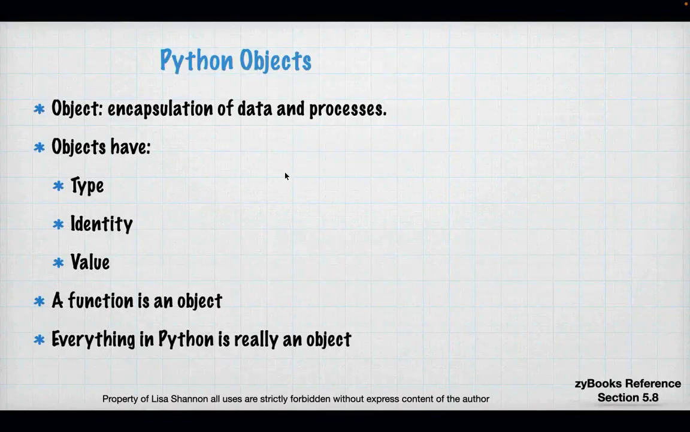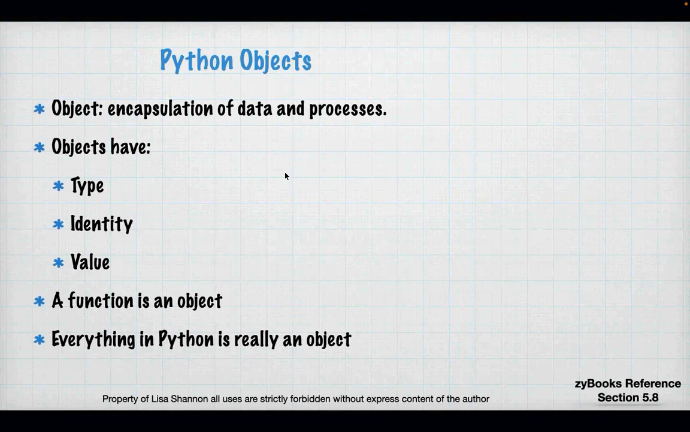Okay. We're going to take a foray into objects. Now, we're not going to learn how to create our own objects until week 8. But right now, we want to talk about objects a little bit because a function is an object. Well, what's an object? An object has three properties. It has a type, it has an identity, and it has a value. Okay? The type is generally the return that comes from it. The identity is the name, and the value is the information that's inside the function.